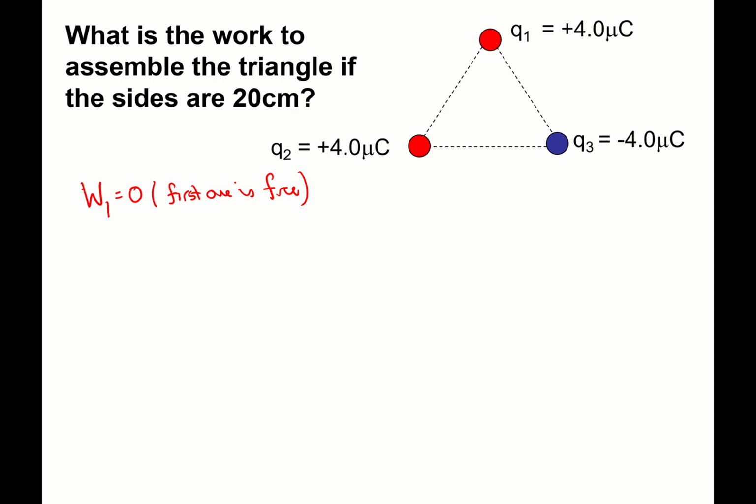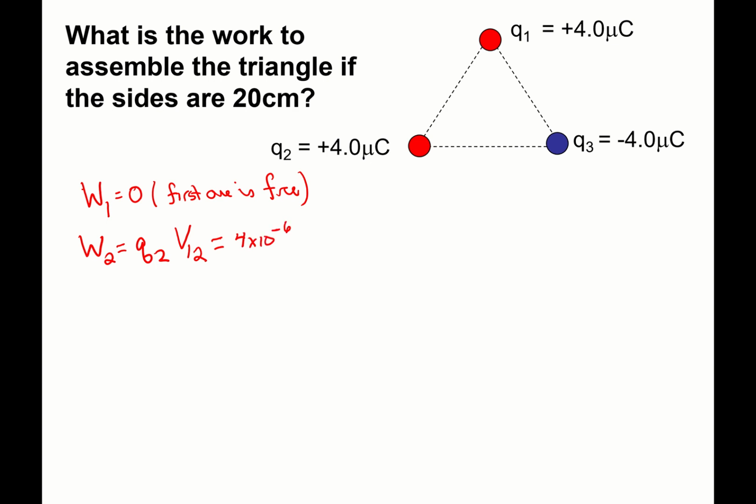All right, what next? Well, next I'm going to bring in charge 2. So charge 2, I'm going to bring it in, and the work that's done is equal to the charge that I'm moving, so that's going to be Q2, times the potential that's already there, and that's the potential from charge 1 at position 2. Okay, so Q2, 4 times 10 to the minus 6.